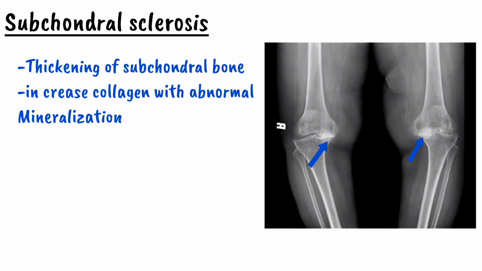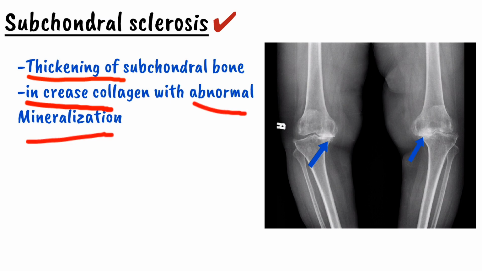The second X-ray finding in a patient with osteoarthritis is subchondral sclerosis. It is a thickening of the subchondral bone due to increased collagen with abnormal mineralization. How does it occur?